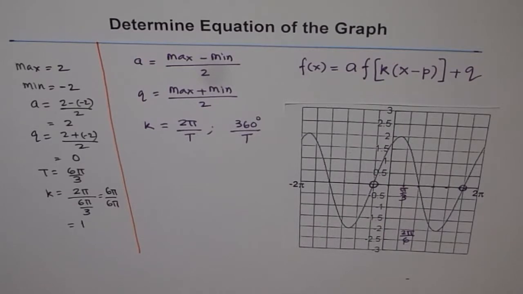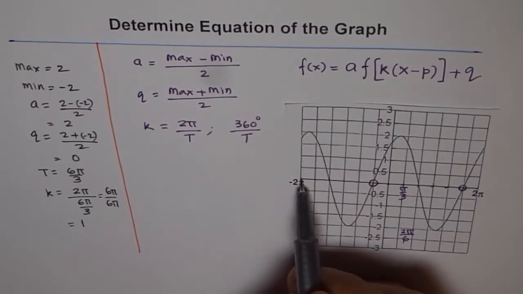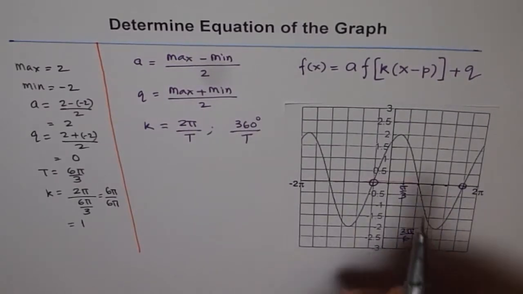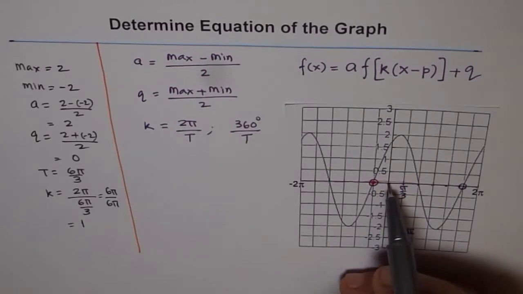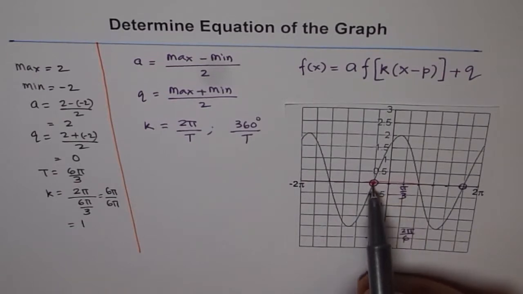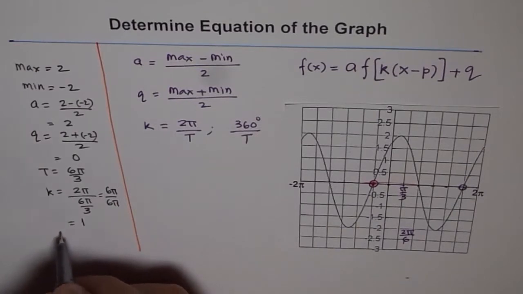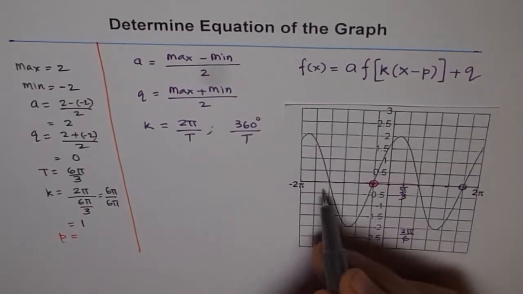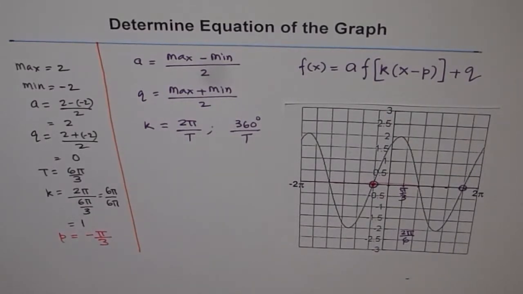To find the phase shift, what should we do? Axis of symmetry q is at 0. So we'll draw a line at 0. There you are. And see, this is the point of intersection. Here is the starting point of the sine wave. The sine wave actually starts a bit before the normal sine wave. And how many units before? 1 unit, which is equivalent to pi by 3. So the phase shift for us, that is p, is, because it is left, minus pi by 3. So that is for the sine wave.